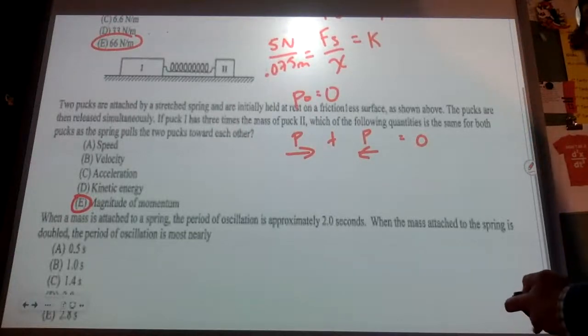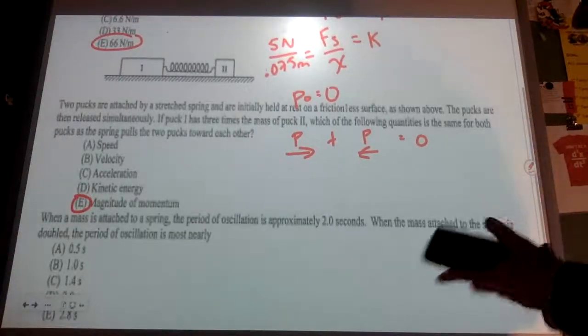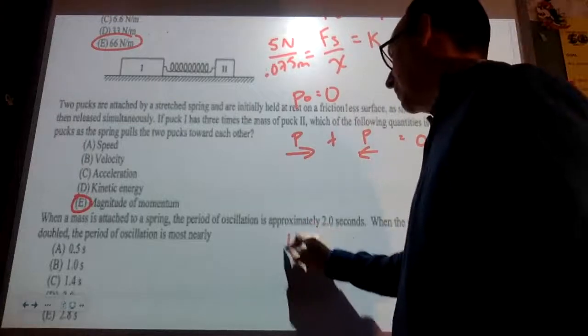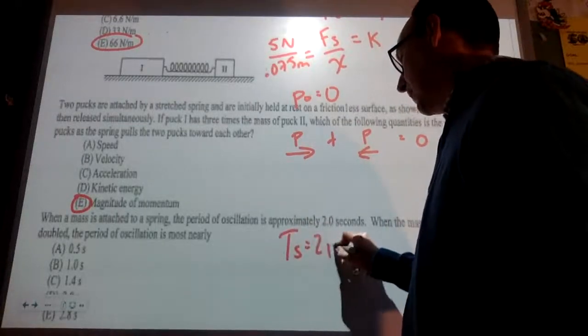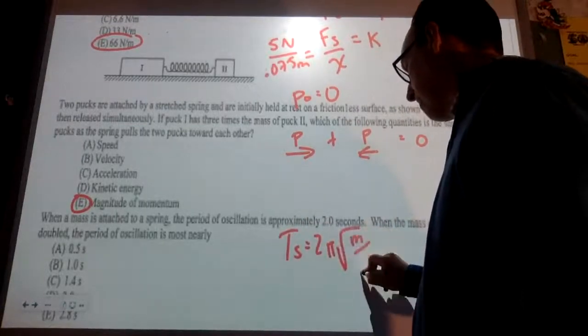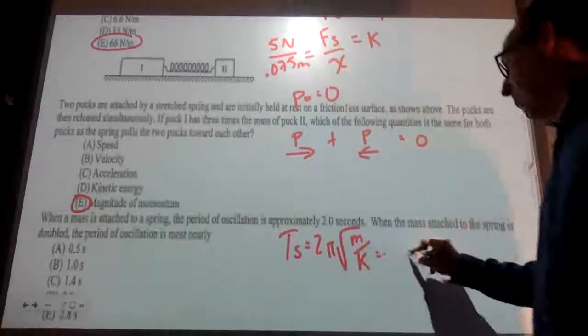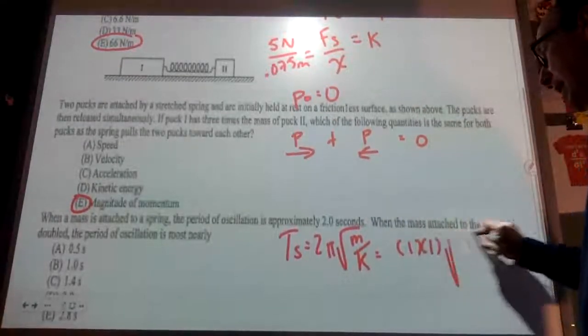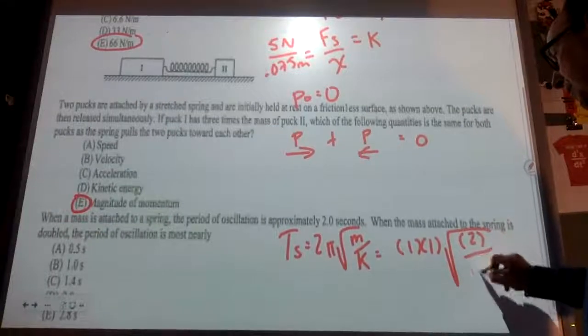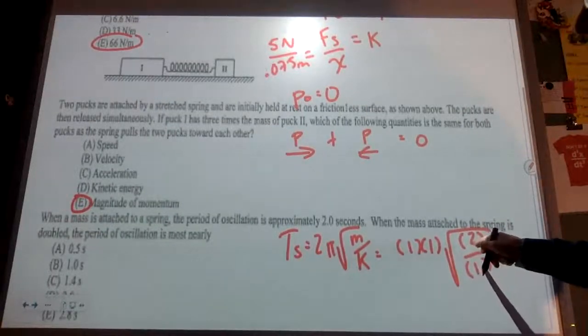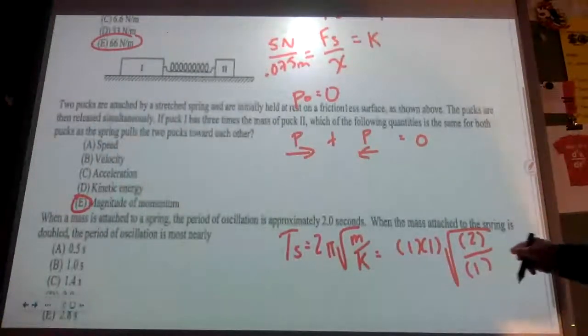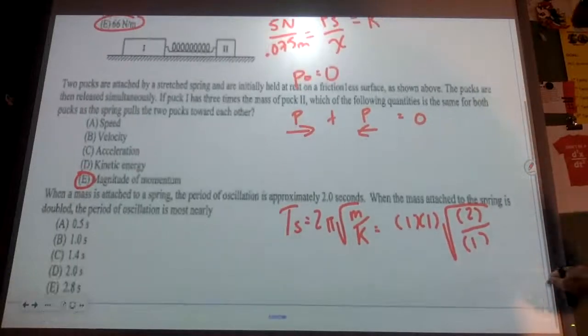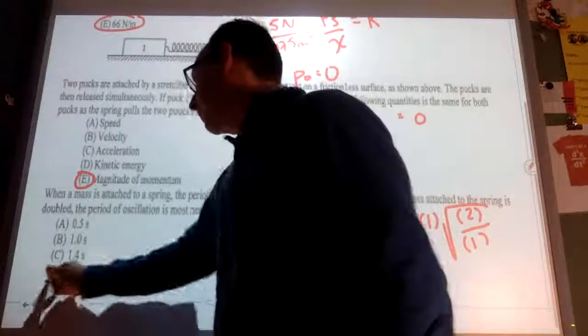When a mass is attached to a spring, the period of oscillation is 2 seconds. When the mass attached to the spring is doubled, the period of oscillation is most nearly? So put in ones for everything and then change the mass to 2. It's going to give me radical 2. Radical 2 times 2 is going to give me 2.8.